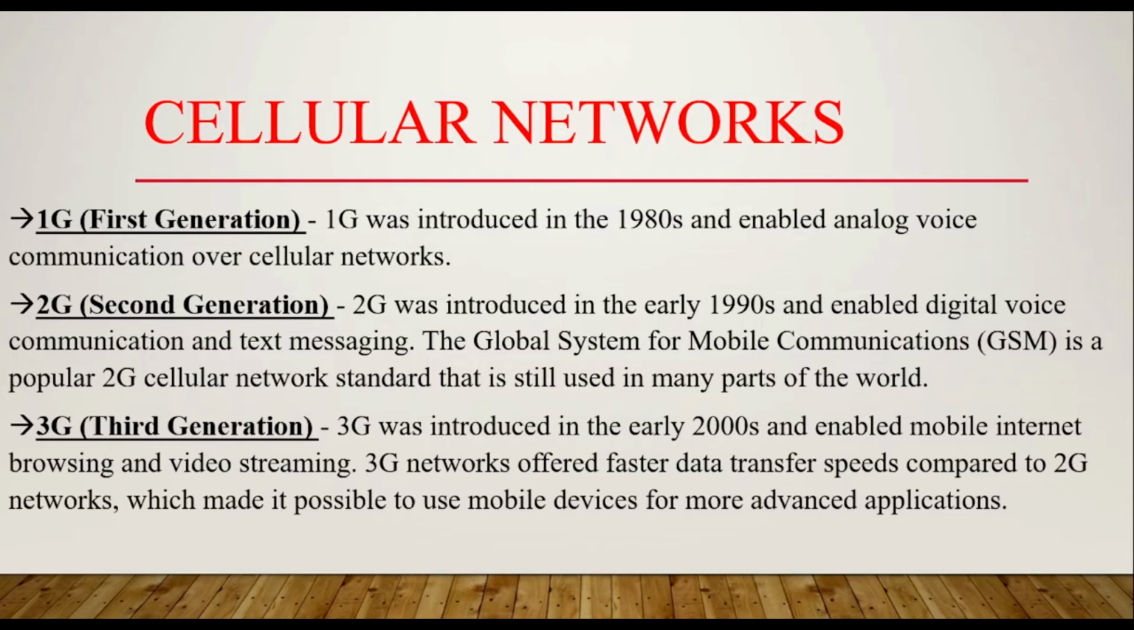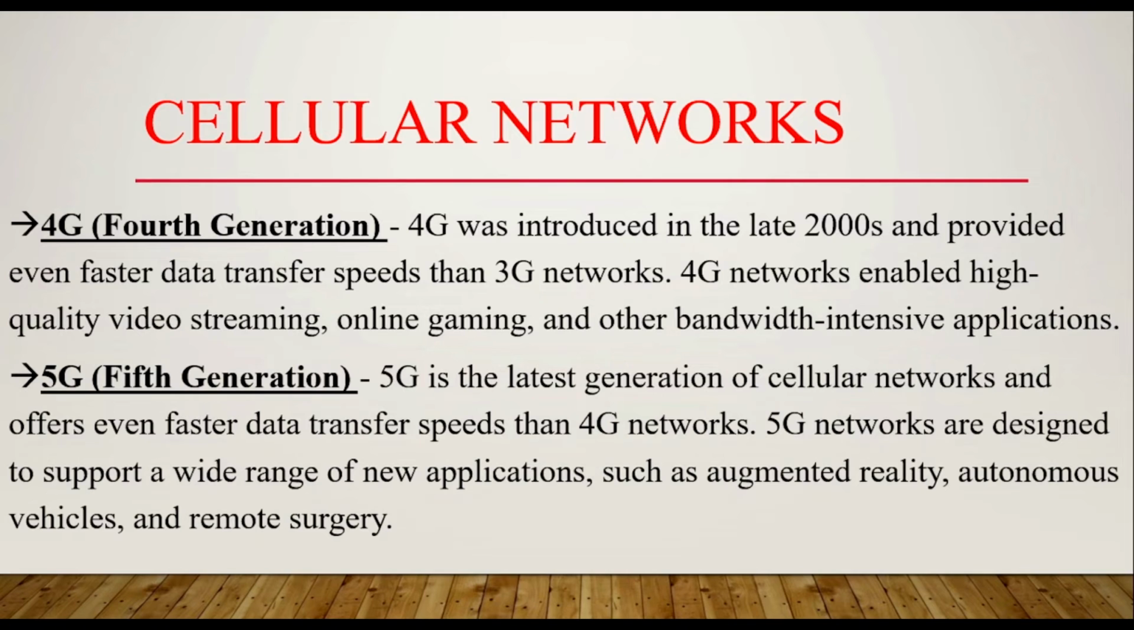The Global System for Mobile Communication (GSM) is a popular 2G cellular network standard that is still used in many parts of the world. Third generation: 3G was introduced in the early 2000s and enabled mobile internet browsing and video streaming. 3G networks offered faster data transfer speeds compared to 2G networks, which made it possible to use mobile devices for more advanced applications. Fourth generation: 4G was introduced in the late 2000s and provided even faster data transfer speeds than 3G networks. 4G networks enabled high quality video streaming, online gaming, and other bandwidth intensive applications.